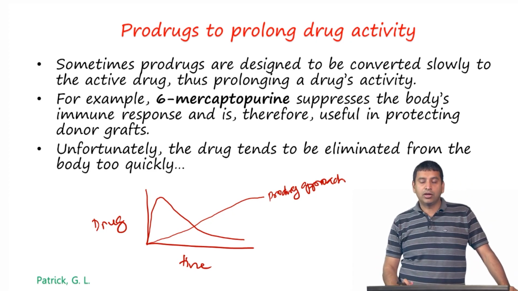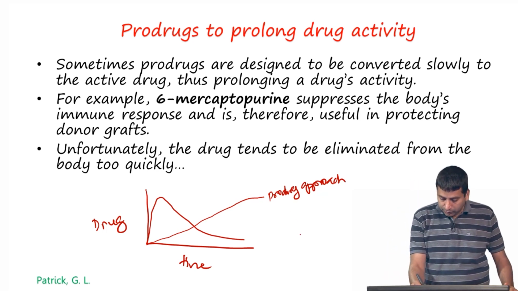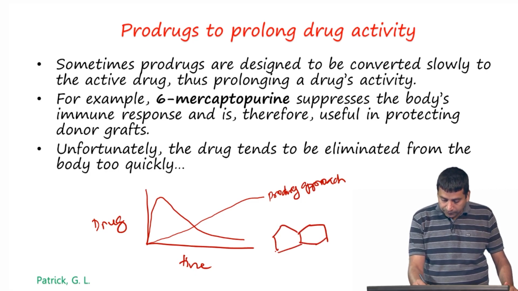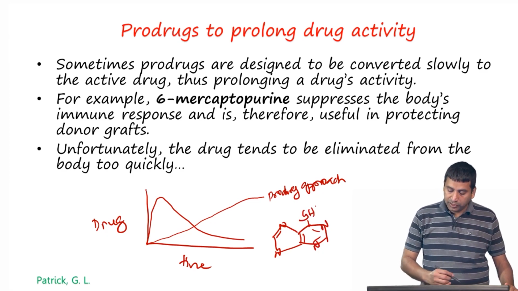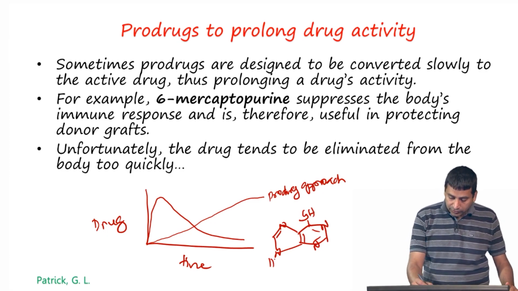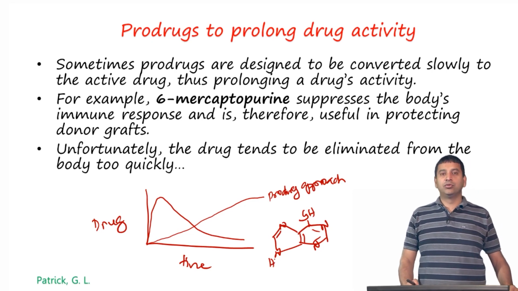So, the example we are going to look at is 6-mercaptopurine. The structure of 6-mercaptopurine is the following. You have a heterocyclic ring, N double bond, and as the name mercapto suggests, it should have a sulfur. Okay, so this is 6-mercaptopurine, it has a hydrogen over here.